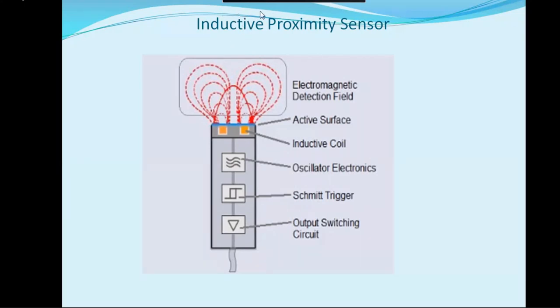And inductive type proximity sensors are commonly used in industrial production automation machines, where they count the products. They are also used in other applications, such as detection of metal objects, because, okay, suppose a bridge is there. This is a capacitor.